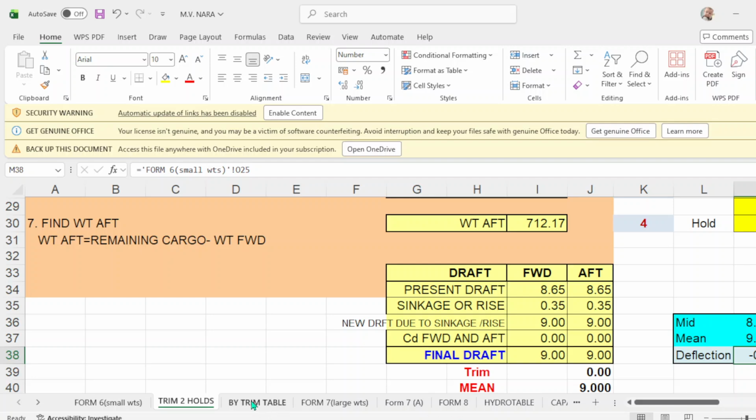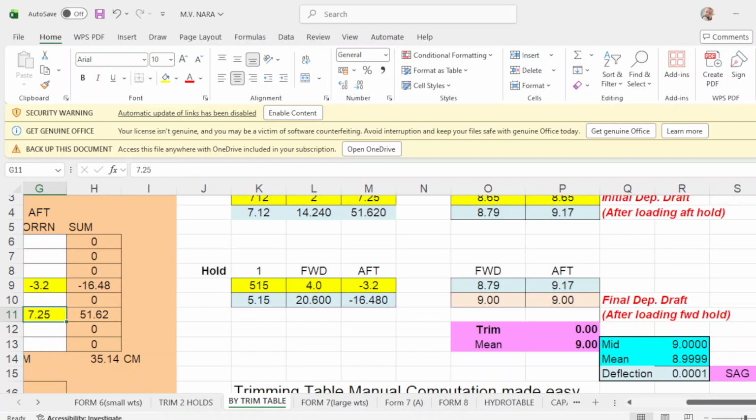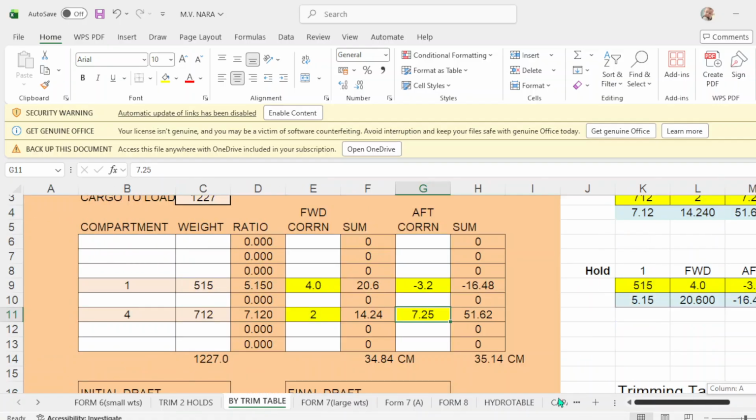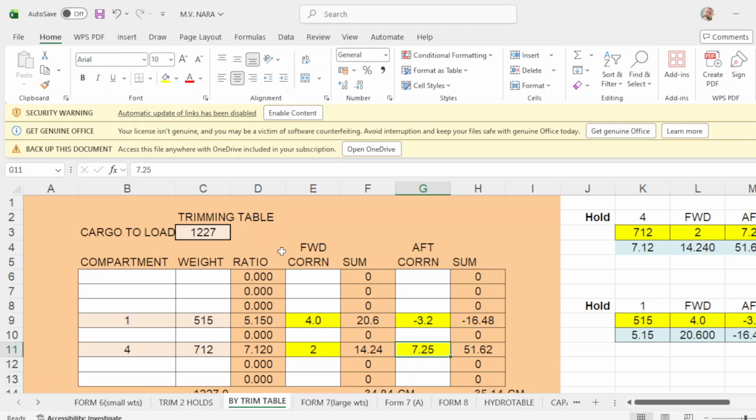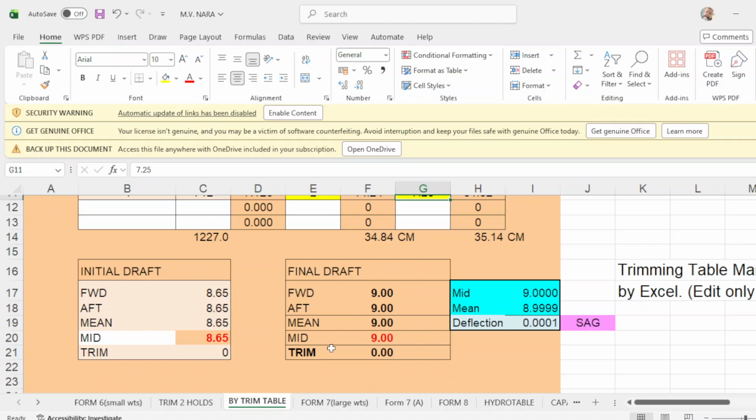And then we go to the third one, which is a trimming table. Take note of your remaining cargo total of 1222, and your final drop is forward is 9 meters, up 9 meters, main 9 meters, mid 9 meters. Then you have 0 trim. So it's even keel, and your deflection is 0.